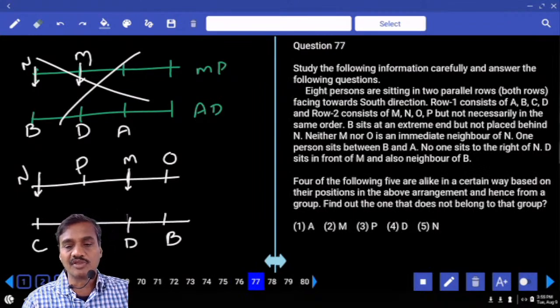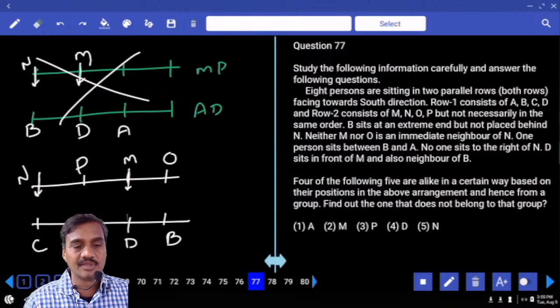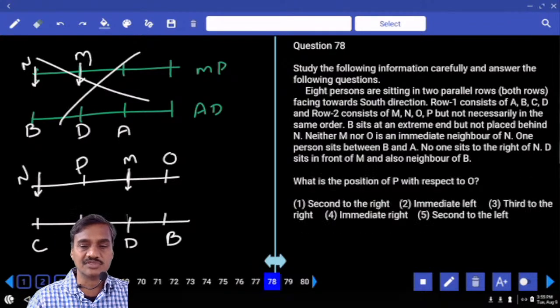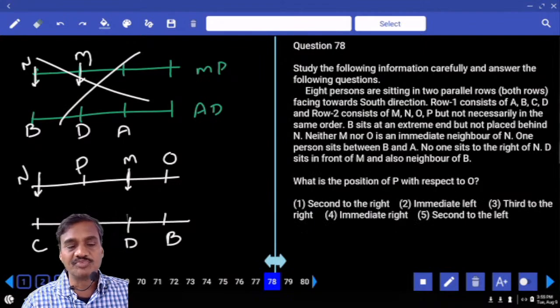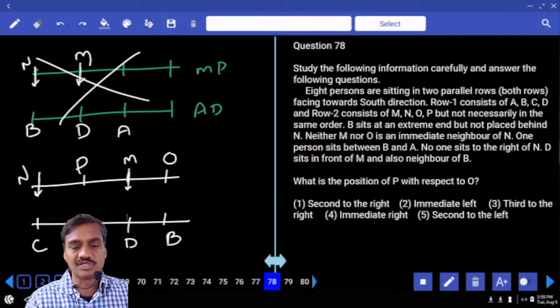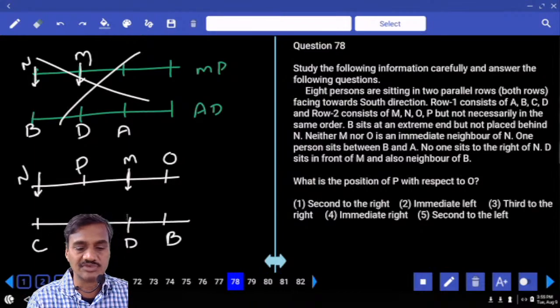Four out of the following means order not A, M, P, D, N. Except N, P, M, A, D are at the center, and N is at the corner, choice 5, question 77. What is the position of P with respect to O? P with respect to O is second to the right. That is choice 1, question number 78.